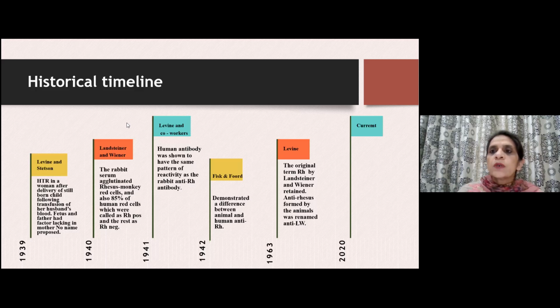In 2020, that is the current status, nearly 60 antigens and more than 600 RH variants have been discovered, and still we are counting. So within a short span of a few decades, we have reached more than 600 RH variants, which is a big dilemma for the blood transfusion specialist.